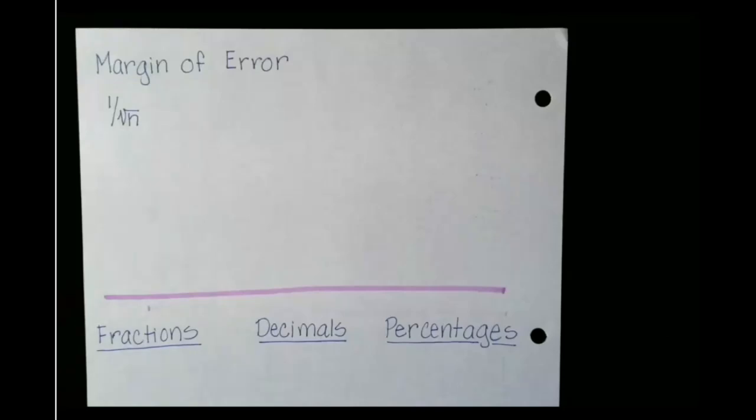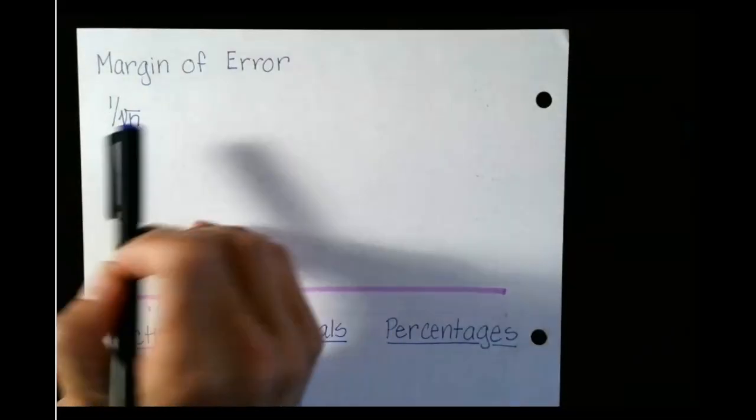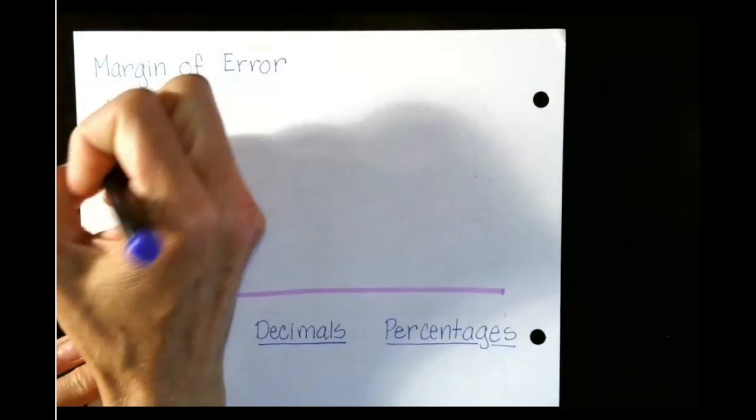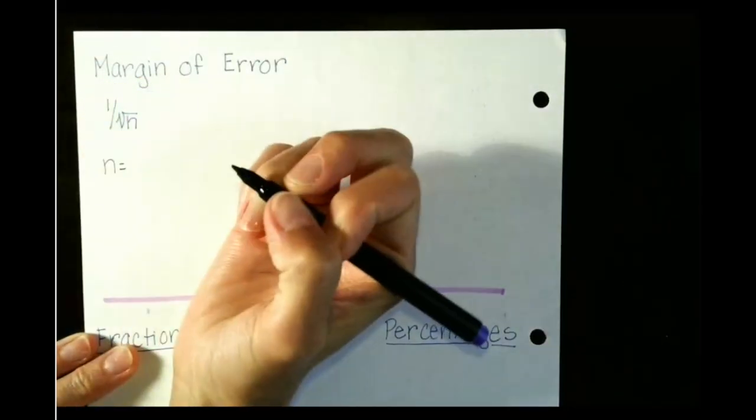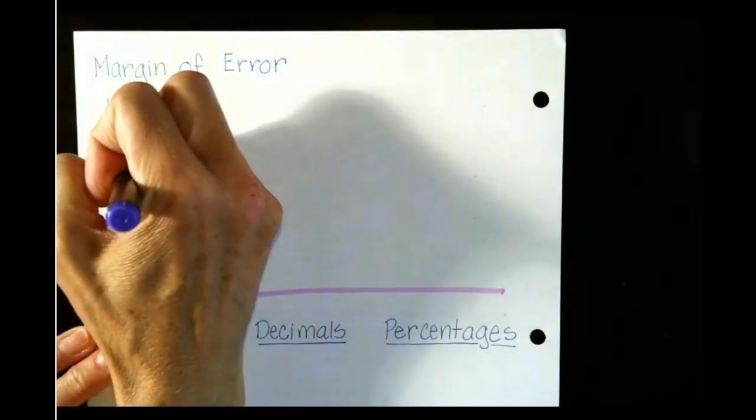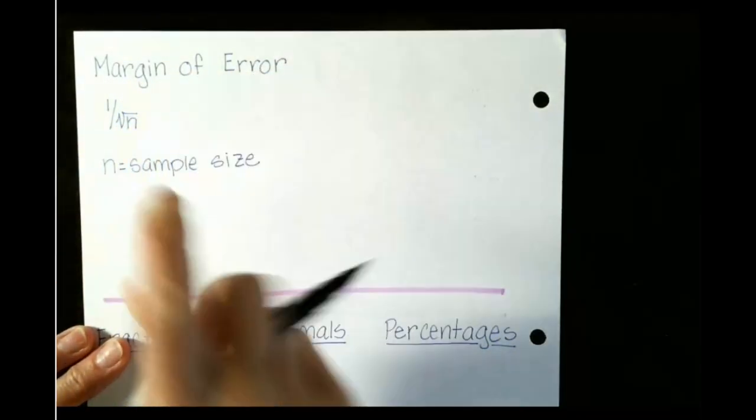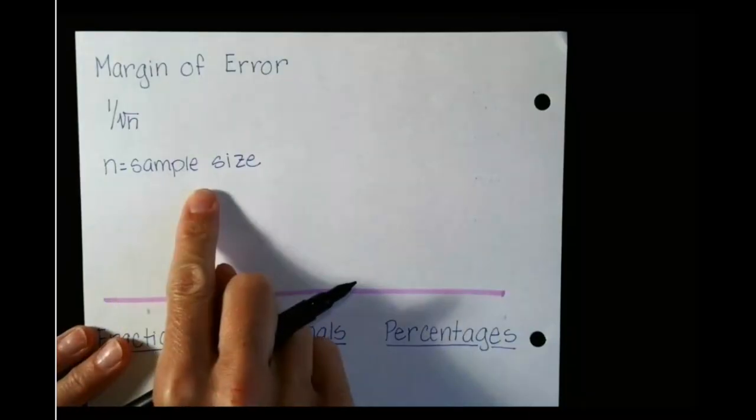Hey everyone, this is just a quick review of some of the early math concepts that we're going to need to know at the beginning of the semester. So the first equation that we're going to need to know is the margin of error, which is 1 divided by the square root of n. And for this class, and generally always, n is going to be our sample size. So I'm just going to go ahead and write that here. So n is almost always going to be our sample size.